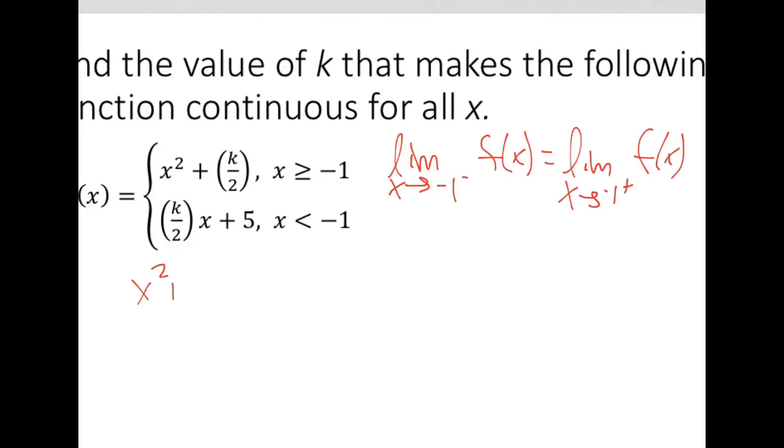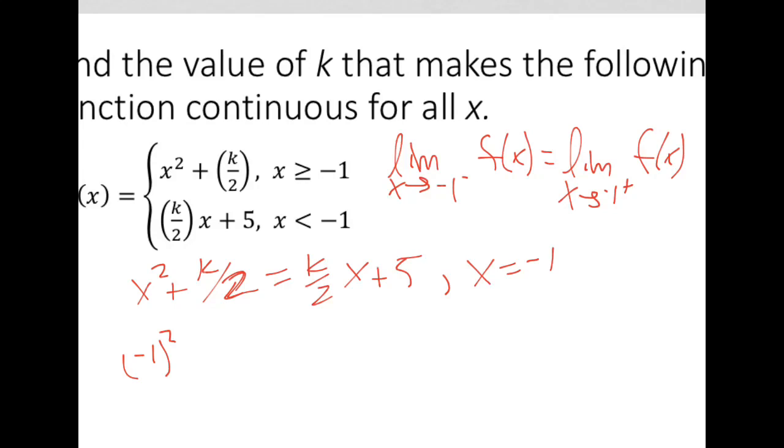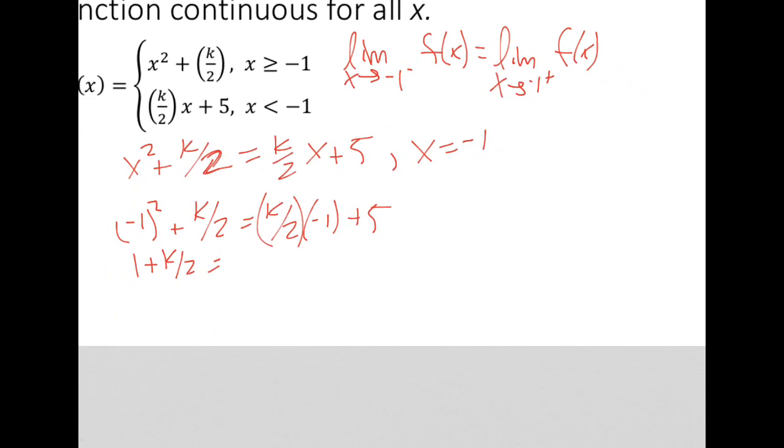So we're going to get x squared plus k over 2, that's a 2, I promise you, equals k over 2 times x plus 5, and we're looking at the x value of -1. So let's directly substitute that value in, and let's get -1 quantity squared plus k over 2 equals k over 2 times -1 plus 5. And let's simplify. -1 squared is +1 plus k over 2 equals k over 2 times -1 is negative k over 2 plus 5.